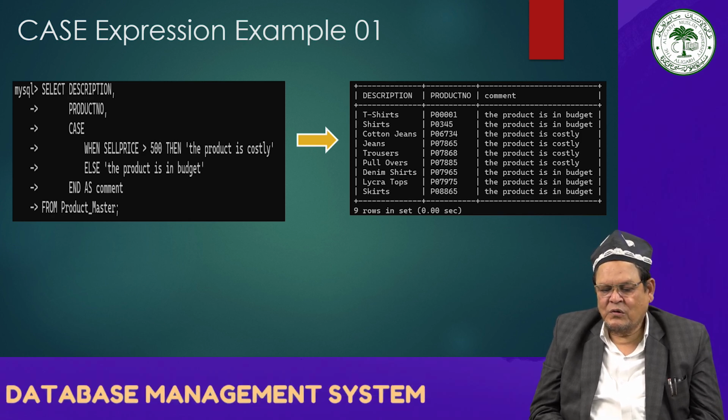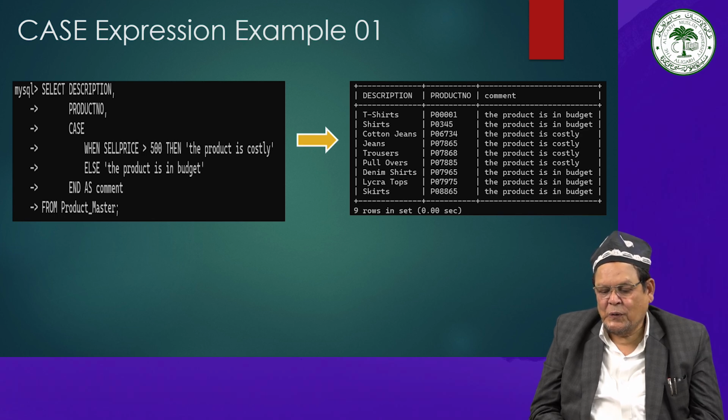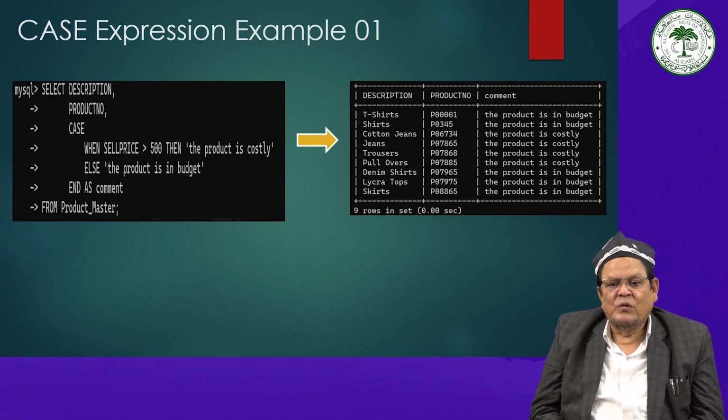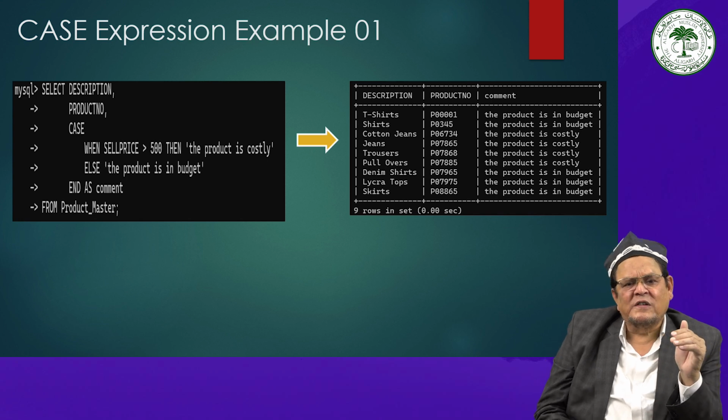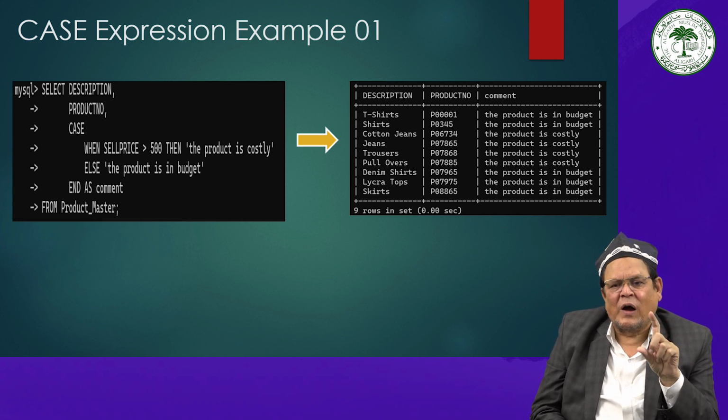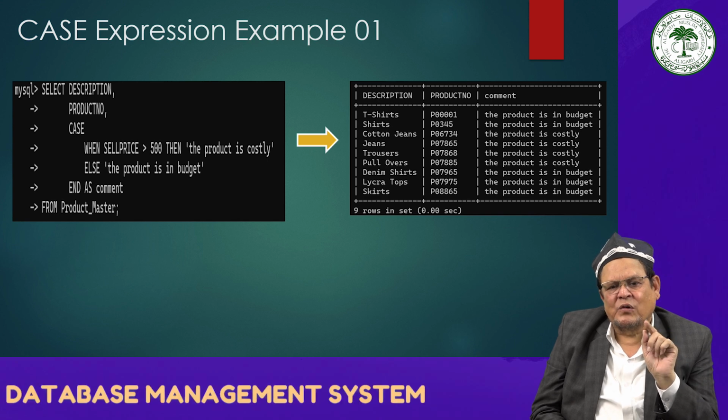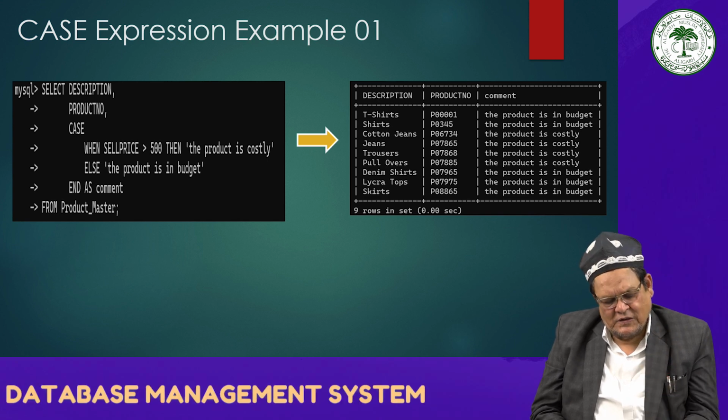Pullover, costly. Denim shirt, within the budget, because it checks: if it is greater than 500, it shows costly; if it is less, then the product is in budget. Top and skirts are also in the budget. In this way, e-commerce companies like Amazon use this command, so you can select whether you want budget items or not, and it will show the items within budget.